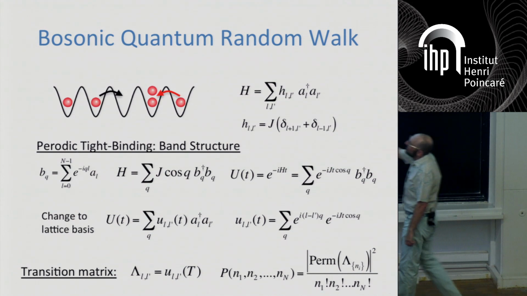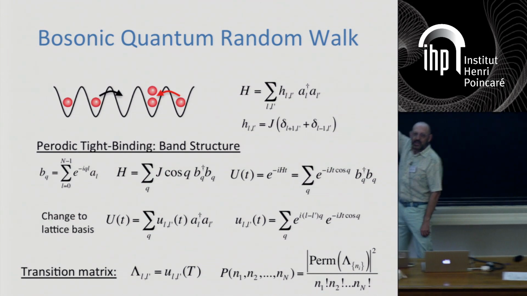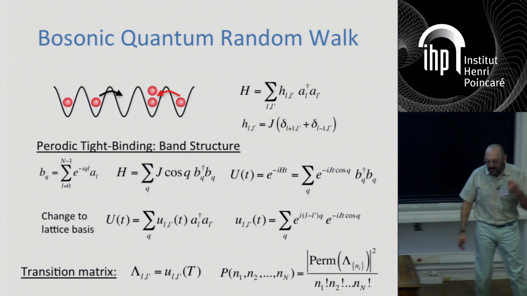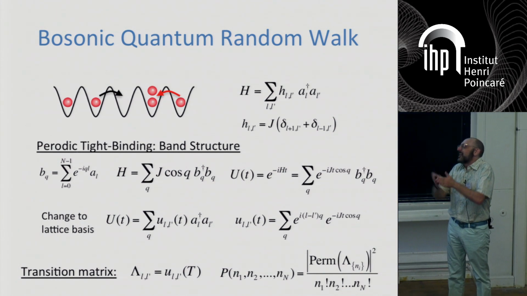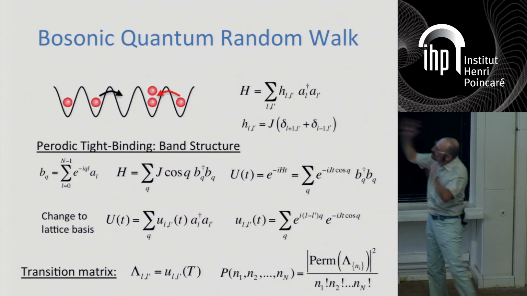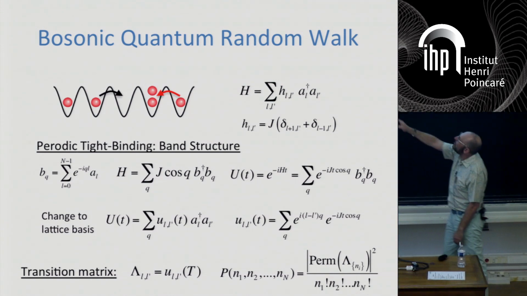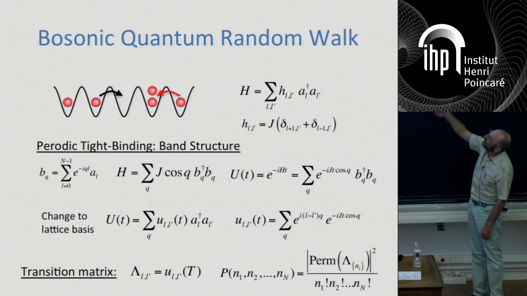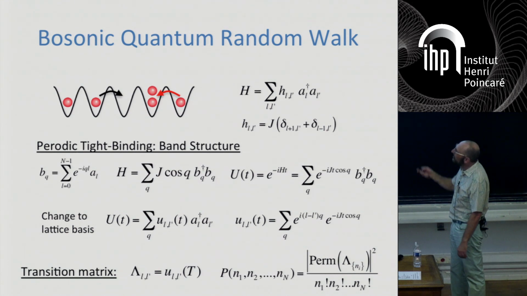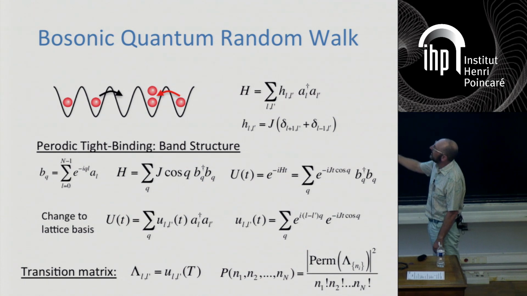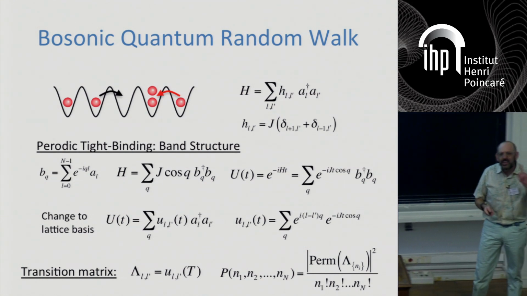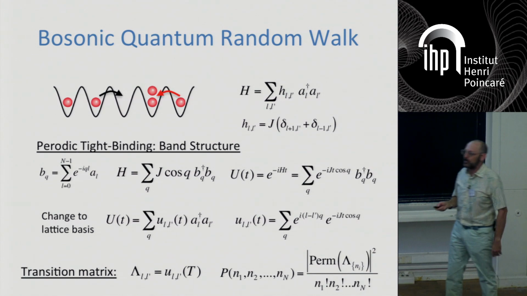And I have the same problem that I had for the linear optical network, but now instead of my scattering matrix, I have the time evolution operator. At some time, I just stop and I ask, this probability is the permanent of this matrix, lambda. So now the question is, is calculating the permanent of that matrix hard or not? That's not the whole story, but that's at least one part of the story.